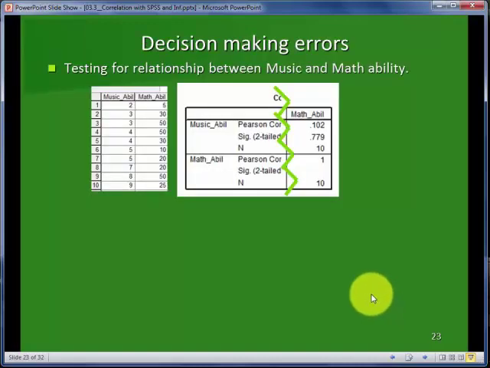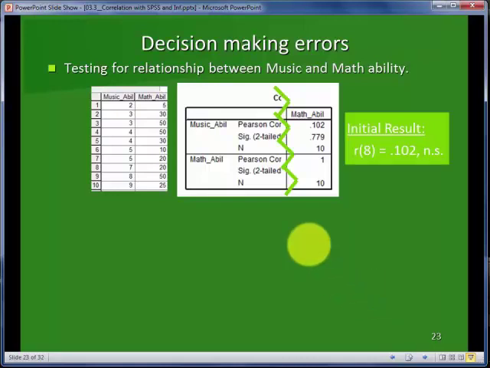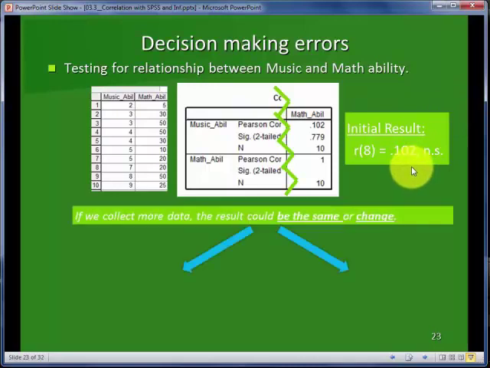Okay, and then you need to recognize that there are, inevitably, when you do this, decision-making errors. So let's say that we did our study here, and we had music ability and math ability, and we found out that there is an r value of 0.102. Based on the p-value, what would we conclude? We'd conclude that it's not significant. We'd say, with an r value of 0.102, it's pretty unlikely that there really is a correlation in the population. So we're going to retain the null hypothesis and say that the correlation is not significant.